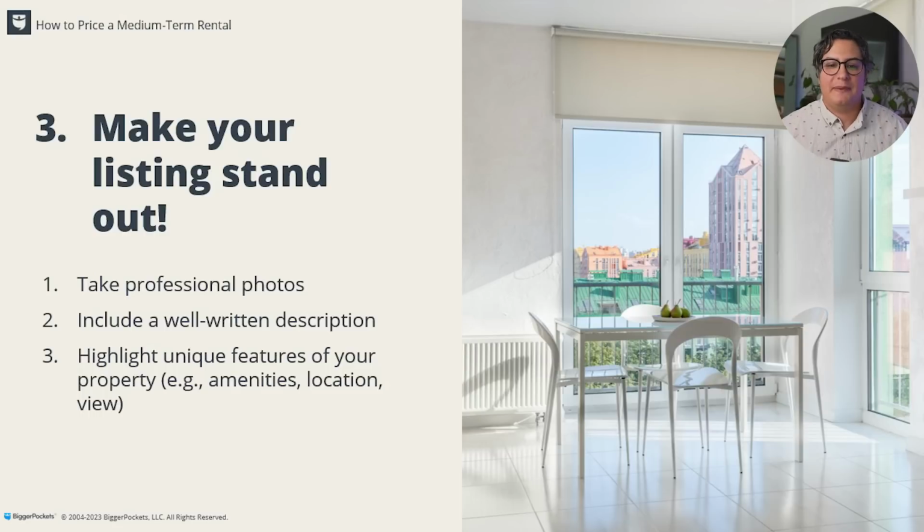So number 3, make your listing stand out. And I don't know if I have to tell you guys this, but please make sure to get professional photos. We're spending thousands of dollars to get our units listed. It's only a couple $100s to get professional photos. That's why I brought up grandma's house earlier, which again, I love grandmas out there. But you want to make sure that you're standing out from the crowd. So professional photos are so important. Please make sure not to skimp on professional photos.